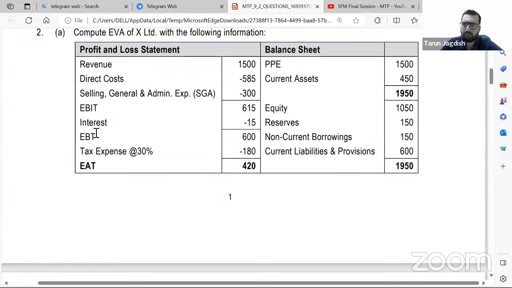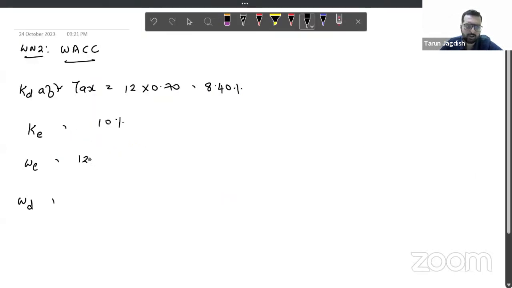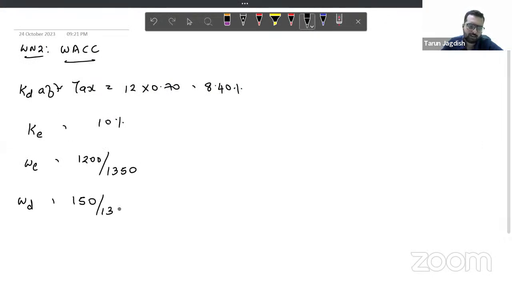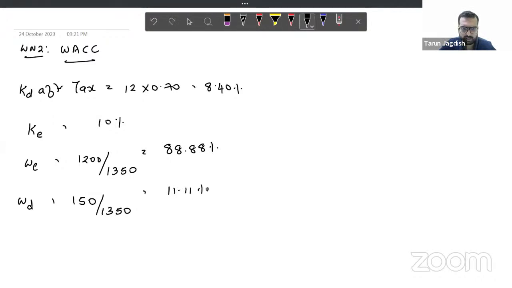So weight of equity will turn out to be 1200 divided by 1350, and weight of debt would be 150 divided by 1350. Do you get the answer as 88.88%? And here, do you get the answer as 11.11% as your weight, friends? All right. So now from this, can you find out the WACC?